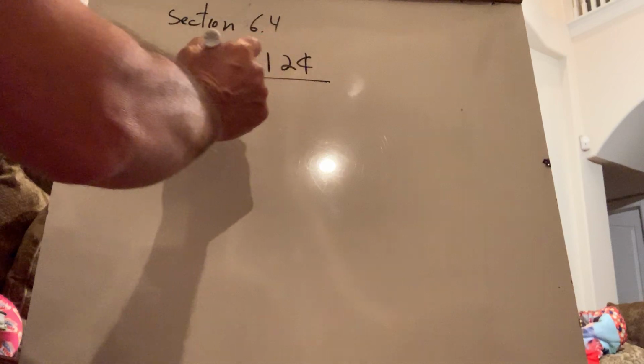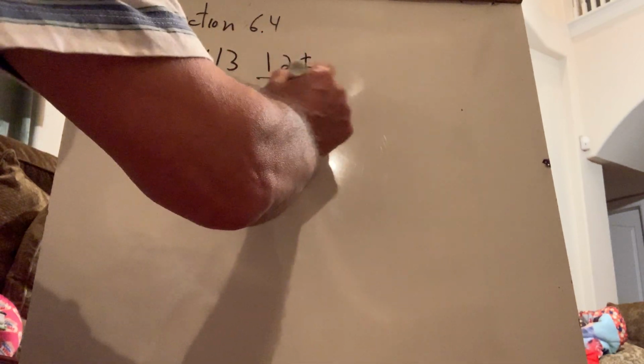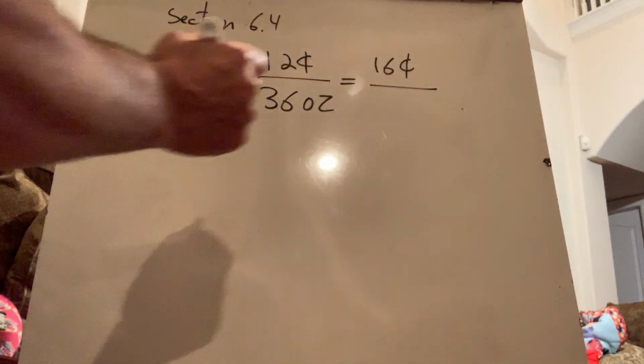So the question says to write three other proportions from the following proportion. Okay, so they give us a proportion which says basically 12 cents over 36 ounces is equal to 16 cents over 48 ounces.